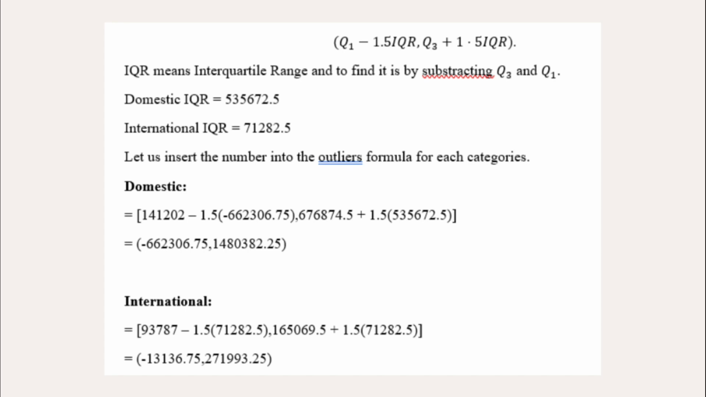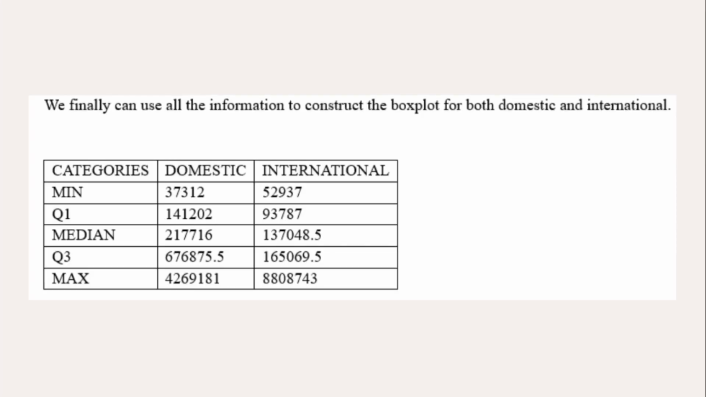Now we're going to look for the outliers for both domestic and international, and first we need to calculate the IQR, which is the interquartile range, where we subtract Q1 from Q3, and then we insert all the information into that formula, and that is the calculation that has been done. These are the values we calculated to construct the box plot for both domestic and international, which are min, Q1, median, Q3, and max.